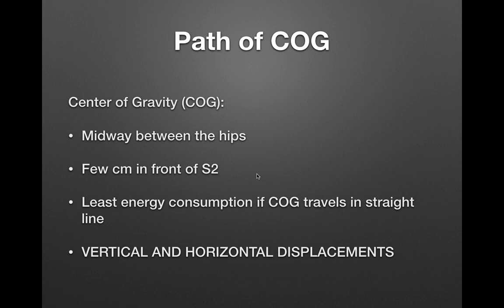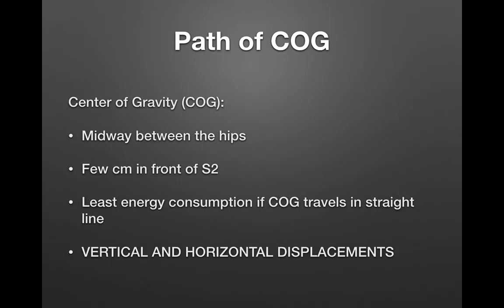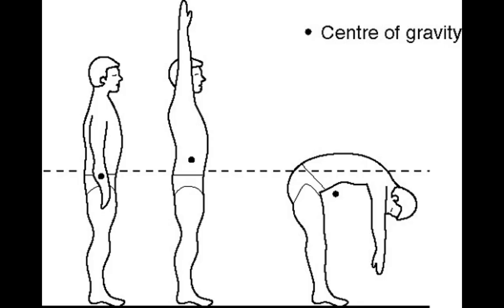If someone is bending down, see, this is the normal center of gravity at the second sacral vertebra. When the person takes the arms up, the COG goes a little bit up. When the person bends like this down, the COG shifts anteriorly. Why? Because all the mass is concentrated over here and the COG is also shifted anteriorly. So these are called vertical and horizontal displacements. If your COG is going up, this is vertical displacement. If your COG is coming anterior, this is horizontal displacement.